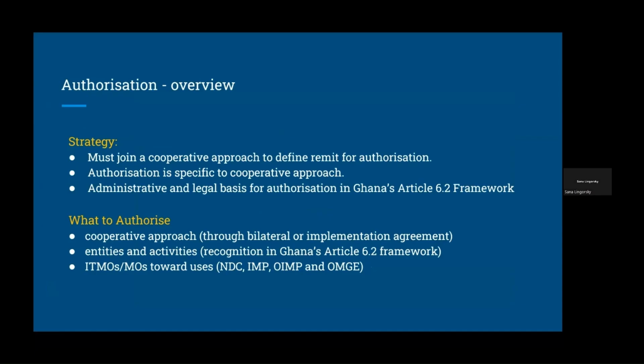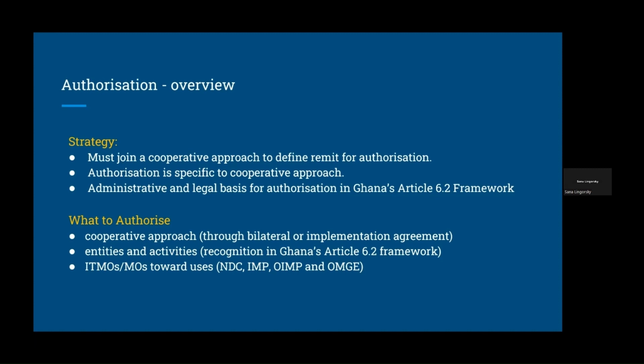So I think our approach to authorization had been to focus on the comprehensive nature of authorization, and therefore our approach for implementing authorization had been based on Article 6.2, the need to link authorization to cooperative approaches. For us that is very important, and therefore the remits and the mechanics for authorization ought to be linked to the requirements in a cooperative approach, and therefore ought to be specific to that. We also hold the view that in the case of Ghana, the administration and the legal basis for authorization is contained in Ghana's Article 6.2 framework.